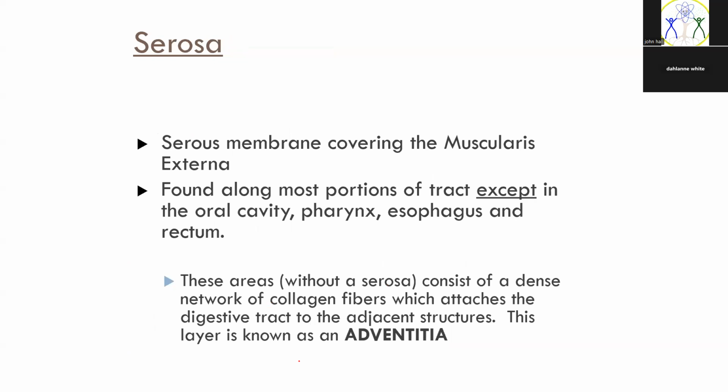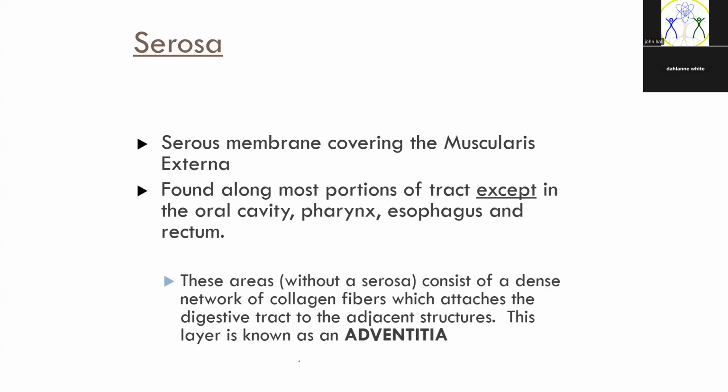So serosa now is the outermost layer, connective tissue mainly. So there's collagen in there, as well as elastin. It mentions it is found along most portions of the digestive tract, except for around the oral cavity, pharynx, esophagus, and the rectum. Okay? These areas here, you're not going to have serosa. You're going to have adventitia instead. And the adventitia is dense collagen fibers, which attaches the digestive tract to surrounding tissue, right? Which helps to stabilize them.